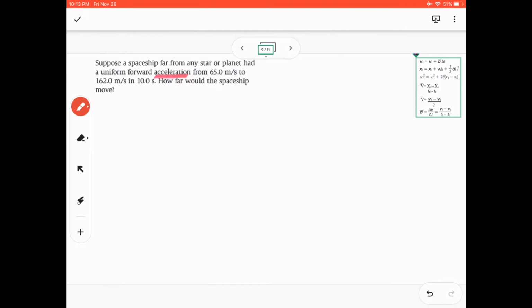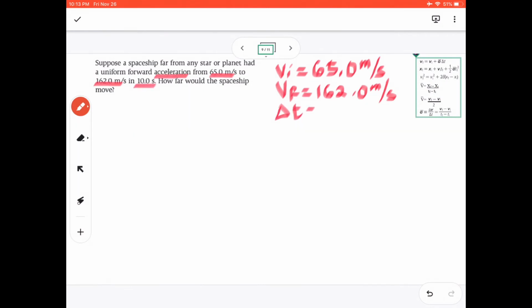So first we have 65.0 meters per second. That's our initial velocity. Vi is equal to 65.0 meters per second. And then we have 162.0 meters per second. That's our final velocity. And then we have 10 seconds as our delta t time interval, or tf minus ti, ti being 0, tf is 10, so it's still 10.0 seconds.